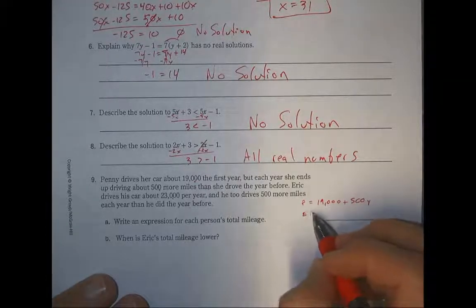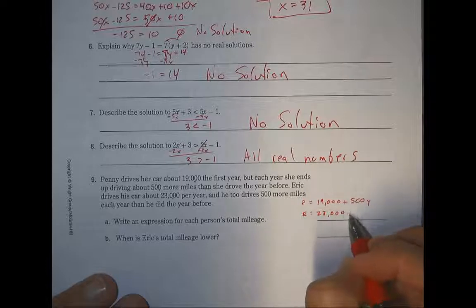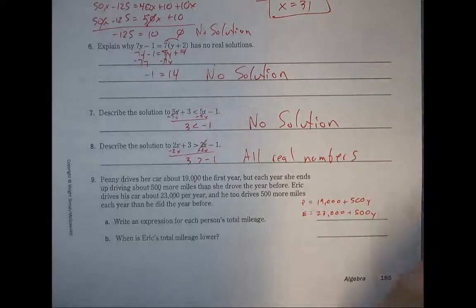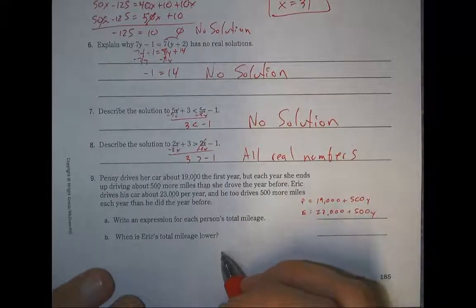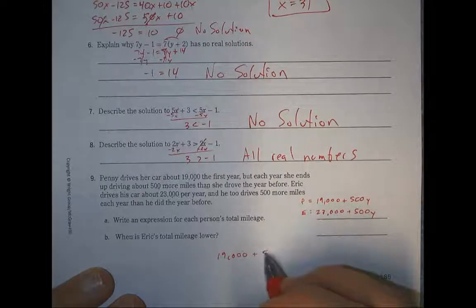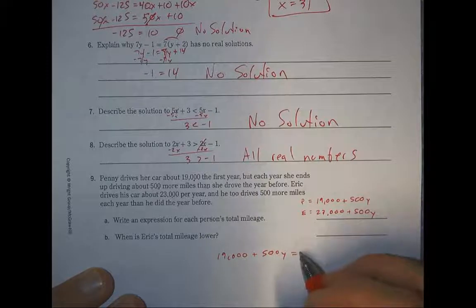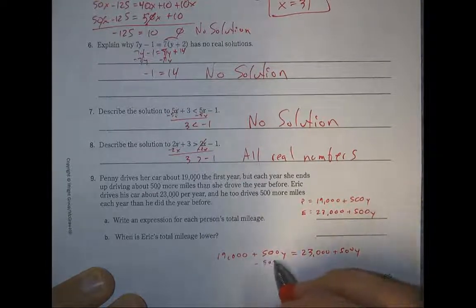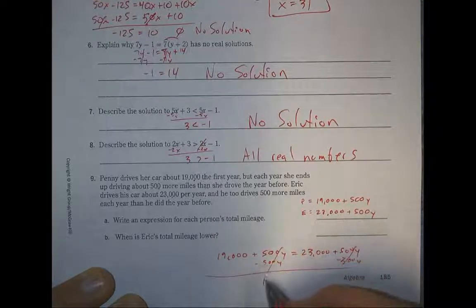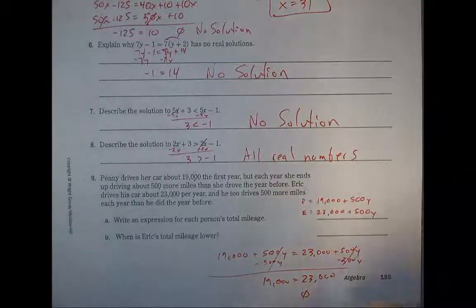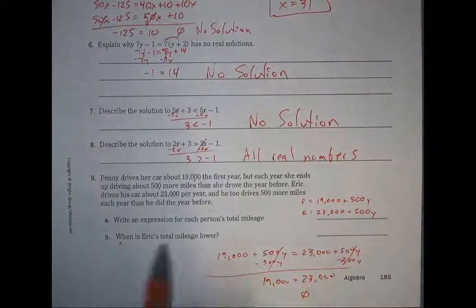And so Eric has 23,000, and he's adding 500 per year. And they want to know, when is his mileage lower? So first of all, let's talk about when they're equal. You would set them equal to each other like this. You would eliminate the 500y from both sides. Right, and you end up with 19,000 equals 23,000. There's no solution. That means they'll never be equal to each other.